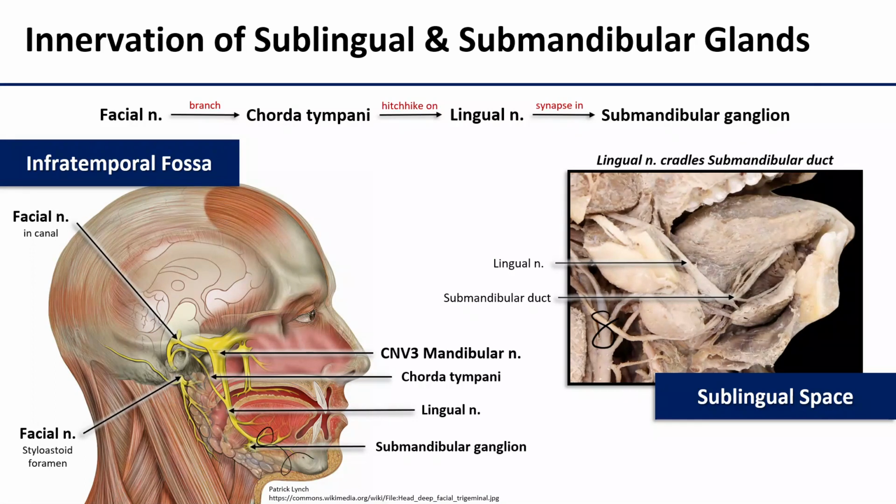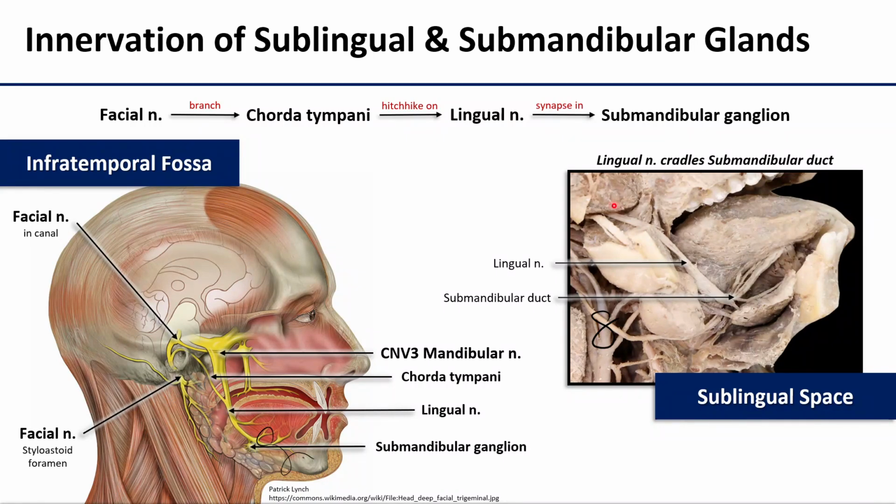Those parasympathetic fibers will ride along with the lingual nerve into the sublingual space, where they're going to synapse in the submandibular ganglion before making a short jump to their target gland. Now, the lingual nerve has a very distinct relationship with the submandibular duct. This will allow you to identify them, and more importantly, it'll help you tell them apart.